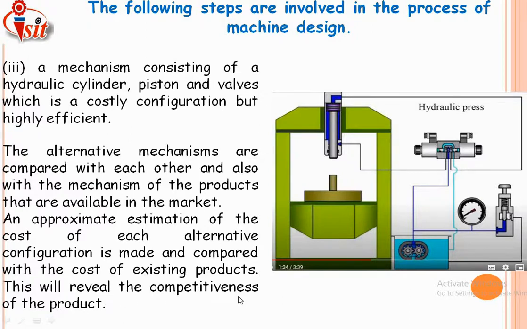Competitiveness of your product. If you are designing or manufacturing the same product which is already available in the market but with a different mechanism, you need to consider the efficiency of that mechanism as well as the cost of that mechanism. If your product becomes too costly, then it will not find a place in the market. That's why you need to concentrate on the efficiency as well as the cost of the product.